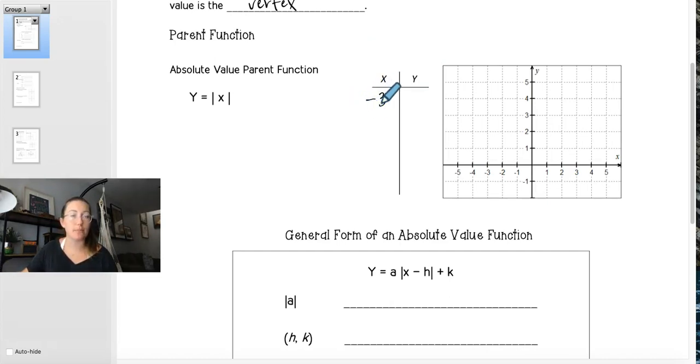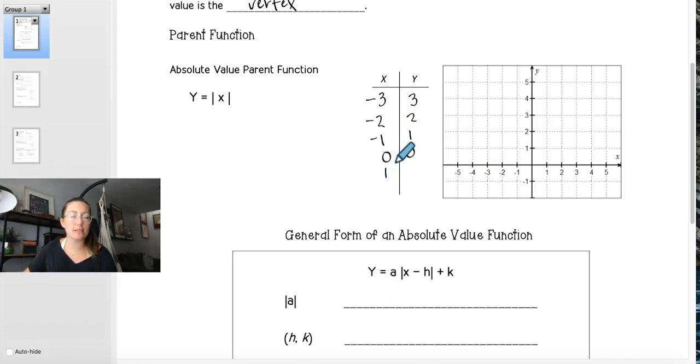-3. If I plug in -3 right here and do the absolute value of that, I would get +3. If I did -2, absolute value of -2 is +2. Absolute value of -1 would be +1. 0, the absolute value of 0 is 0.